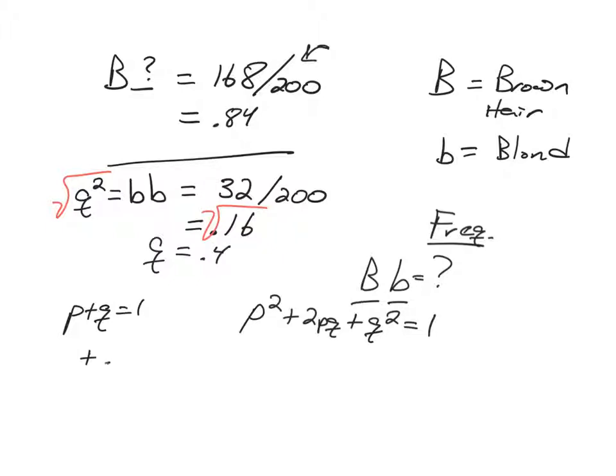So 0.4 is Q. What's P? How do we know that's 0.4, bro? Because we got equal 1. Because it has to equal 1. 1 minus 0.4. So 1 minus 0.4 is 0.6.